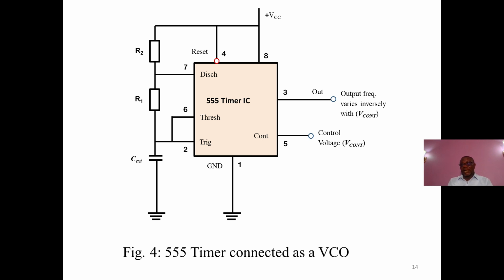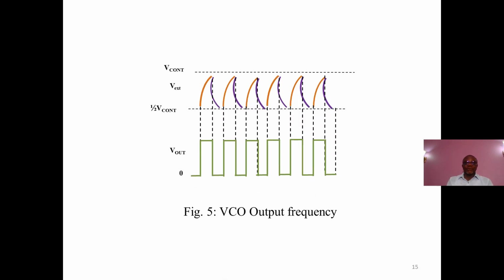And we say that as you increase this V control, it affects the charging and discharging rate of this external capacitor. So the higher the V control, the lower the frequency. The lower the V control, the higher the frequency. So this is what we're saying.